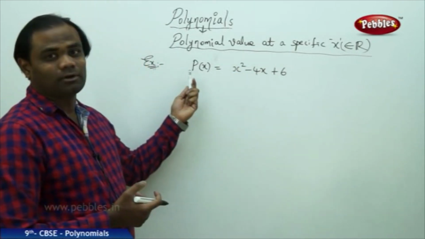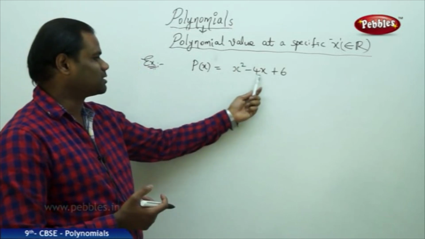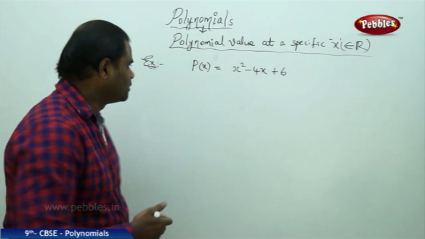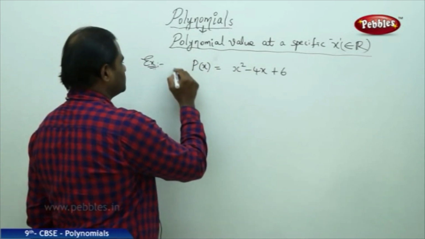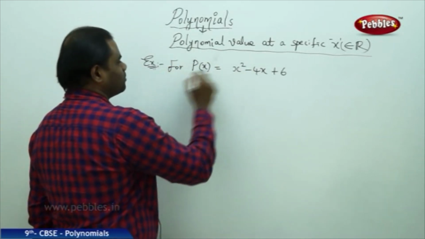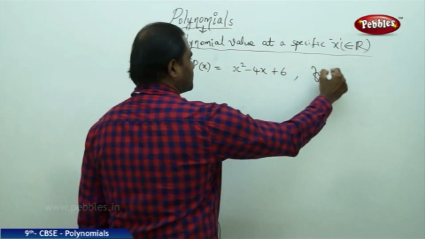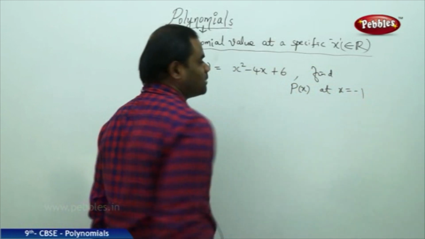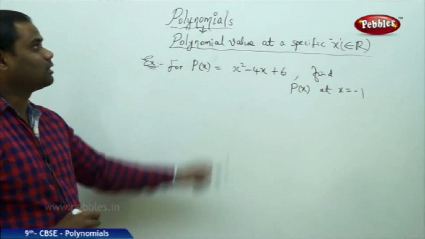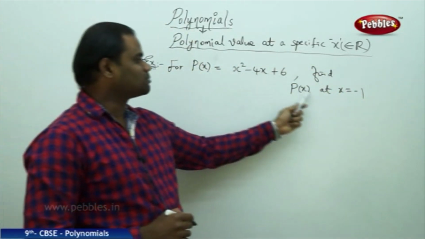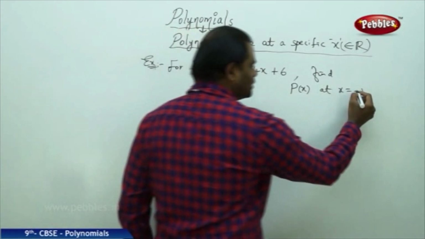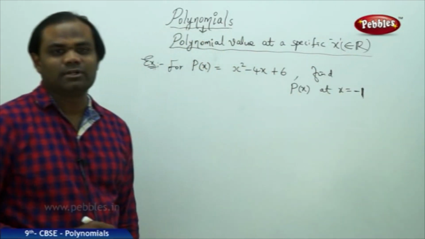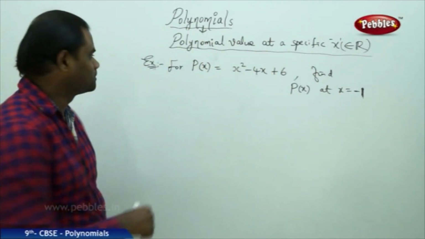Now for this example problem, p of x equals x squared minus 4x plus 6, let's see what its polynomial value is at a specific x. The question: for p of x equal to this, find p of x at x equals minus 1. So my question here is, find the value of this polynomial at a specific value of x equals minus 1. So let's see how we can simplify.